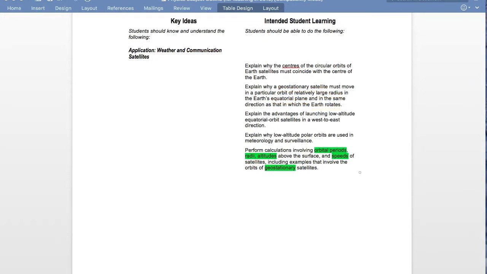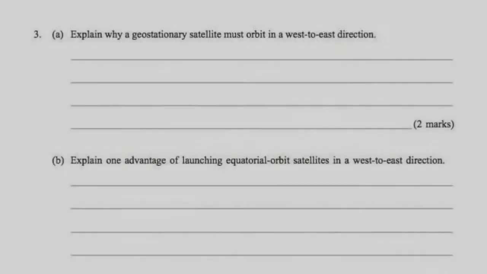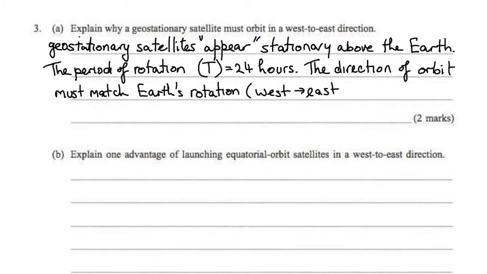To complete the topic, I have chosen some past exam questions which we can use to demonstrate the highlighted properties of the satellites. To answer this question, we must first understand what a geostationary orbit is. A geostationary satellite appears to be stationary above the Earth. So its period of rotation is going to be 24 hours, and the direction of orbit must match that of the Earth's rotation, which is from west to east.